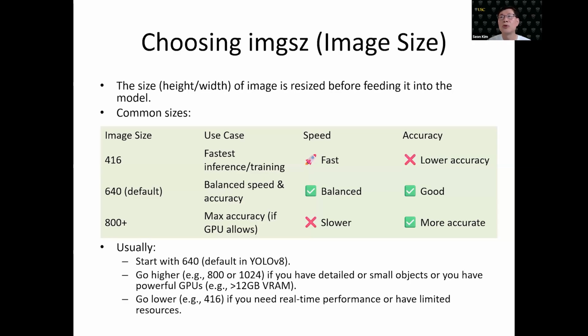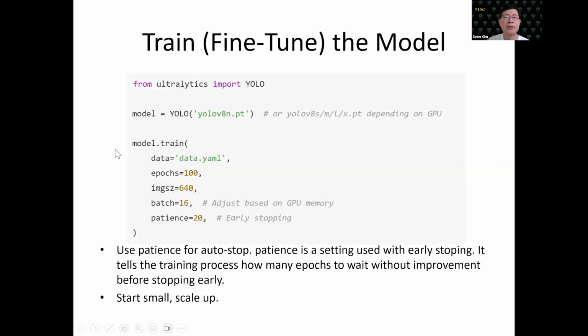So for example, if your computer is too slow, then maybe you just reduce the input image size to save the computing power, to save what? The training time.